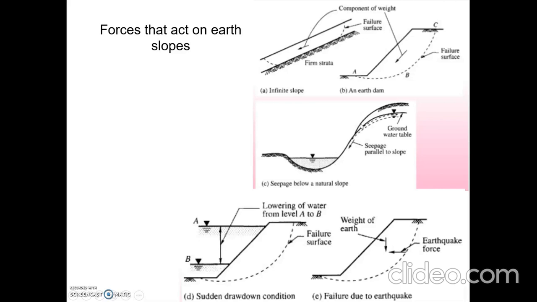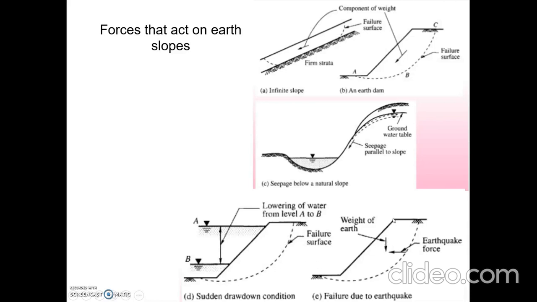In the third figure, this is the natural slope. And here we can see groundwater table. Due to seepage parallel to the slope, there will be the failure of the slope. In this figure, we can see that point A represents original level of the water and point B represents final level of water, that is the lowering of water table has taken place from level A to B. So due to the sudden drawdown condition, there will be failure of the surface, and that failure surface is being shown here by the dotted line.